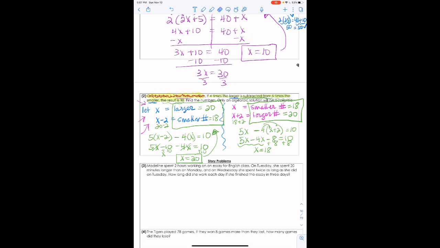So quick recap, remember that first yellow highlighted sentence gave us our legend. And then from there, the green highlighted sentence helped us set up our equations. Once you solve and get your x values, you plug back up into your legend to give you a larger number and a smaller number.